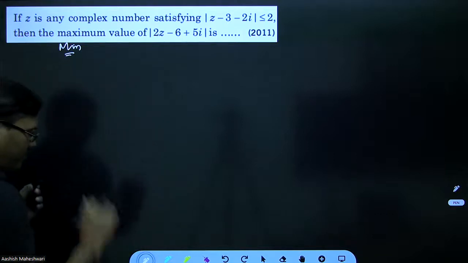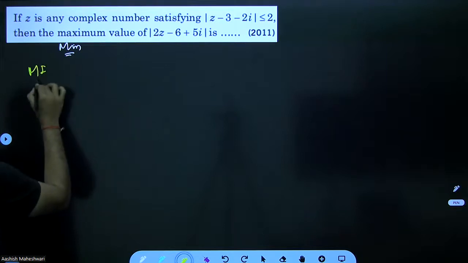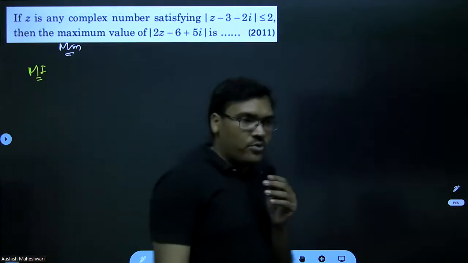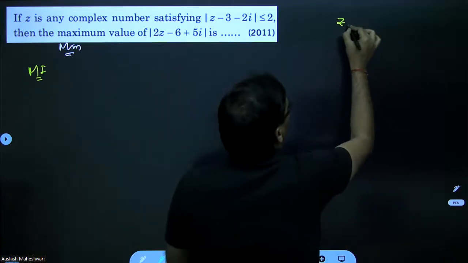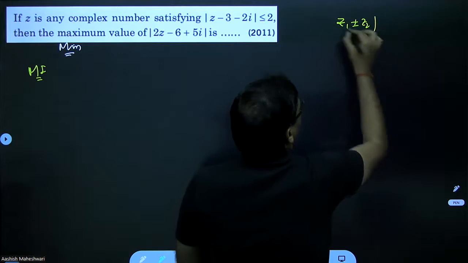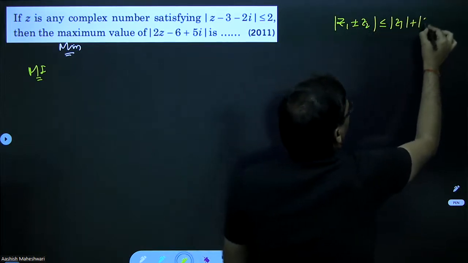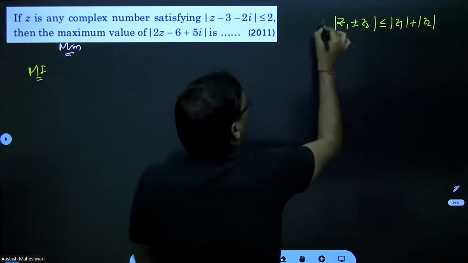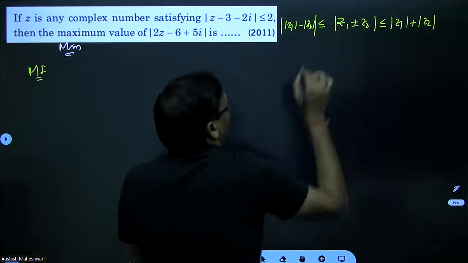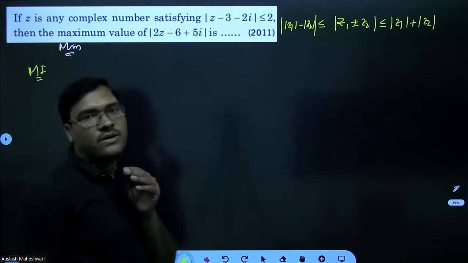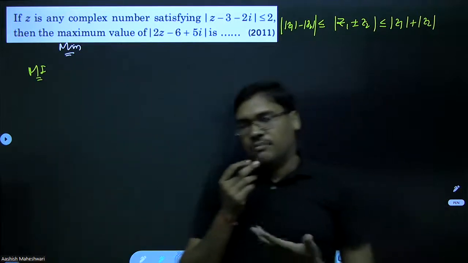First, let's solve this mathematically. Method 1. I hope you know what the triangle inequality is. Let me revise it once. Modulus of Z1 plus minus Z2 is always less than or equal to modulus of Z1 plus modulus of Z2, and it is always greater than or equal to the modulus of modulus of Z1 minus modulus of Z2. This is called the triangle inequality. This is very helpful for maximizing or minimizing some modulus values.